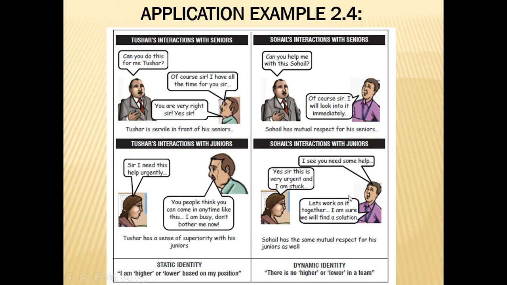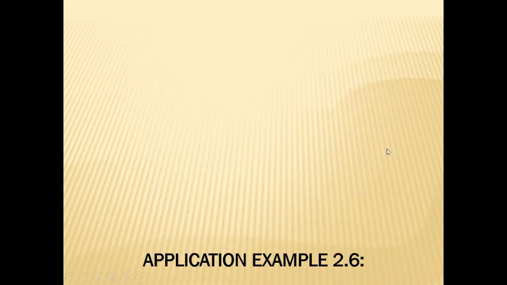So Sohail says, let's work on it together. I'm sure we will find a new solution. So Sohail has the same mutual respect for the junior as well. This kind of identity is a dynamic identity. Well, there is no higher or lower in a team.